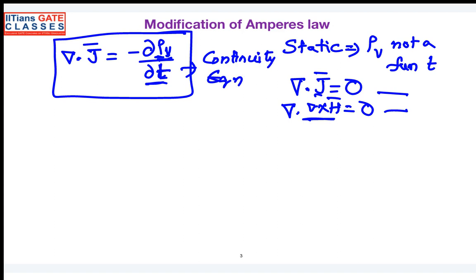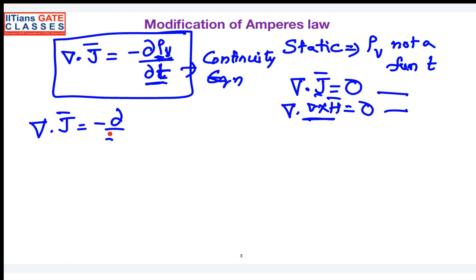So the divergence of the current density is the negative rate of change of the volumetric charge density. Now I can rearrange this equation something like this: del dot J plus dou rho V by dou T equals 0. In other words, I can say del dot J is equal to minus dou by dou T of rho V.